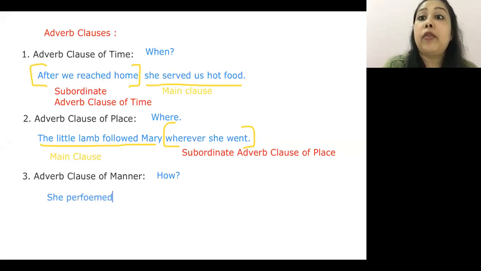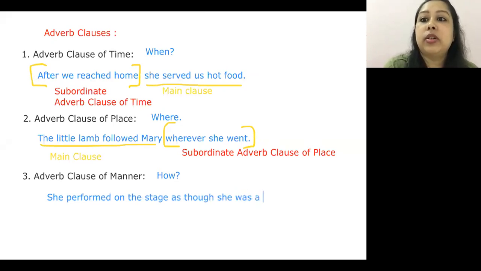She performed on the stage as though she was a trained musician.